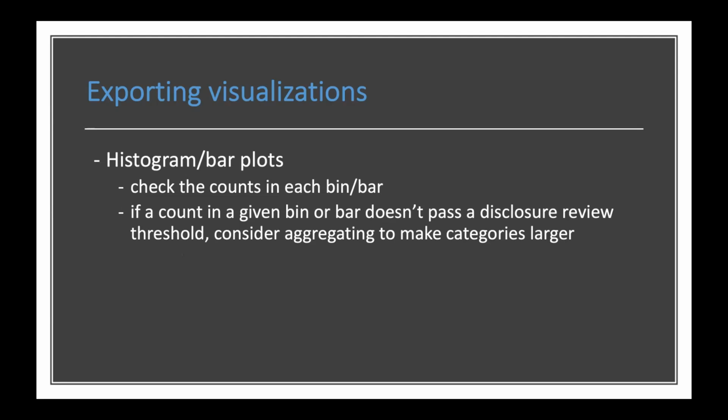If you run into a case, and one of the examples in the disclosure review notebook shows a bar that will not ordinarily pass disclosure review because it has either or both too few individuals or too few institutions, you can aggregate certain bars or bins to expand those categories. Another solution is just to cut off, assuming that it's on the end, or just not include a specific bar or bin and just acknowledge that it has been redacted for disclosure review purposes.